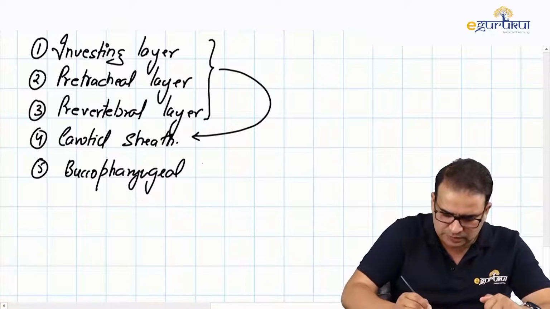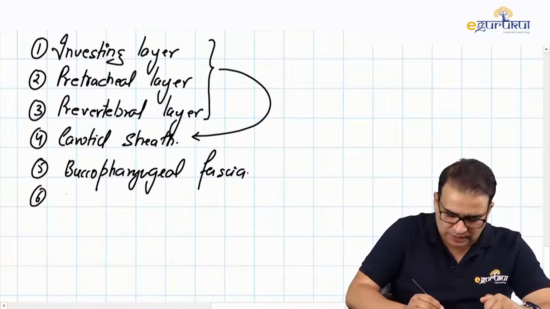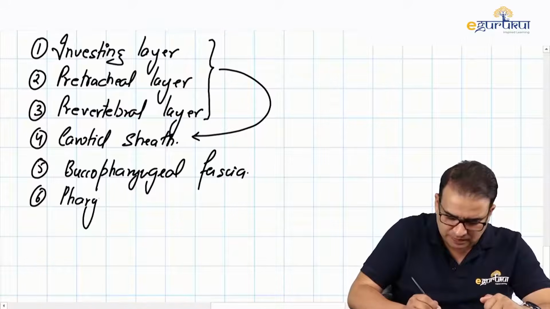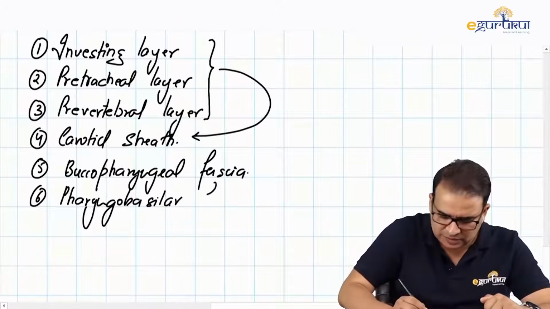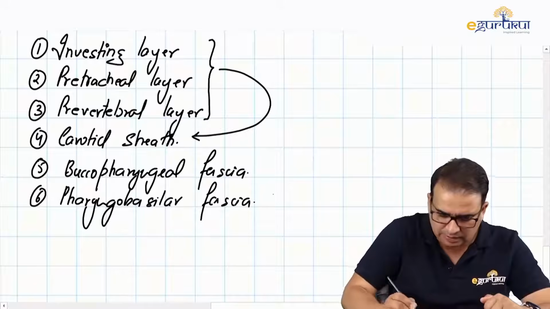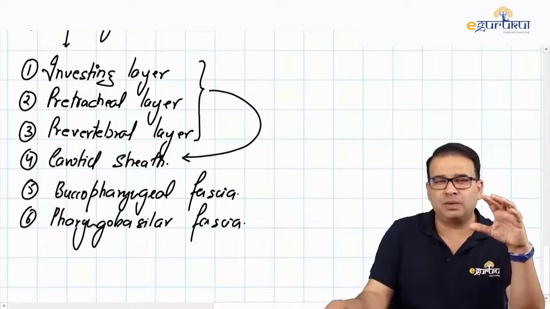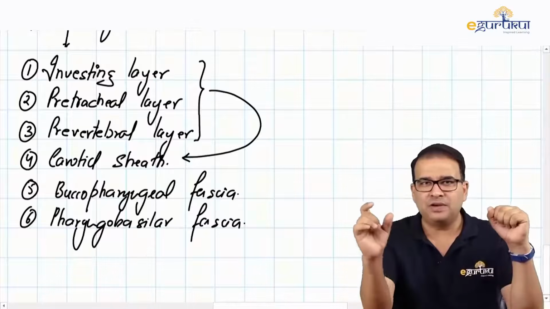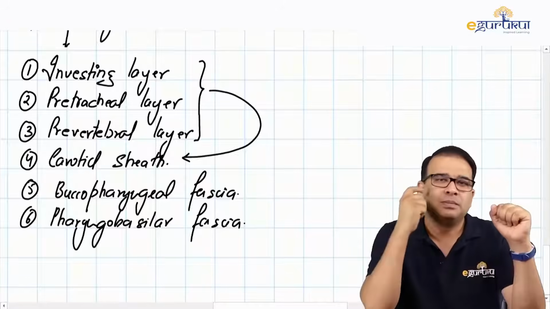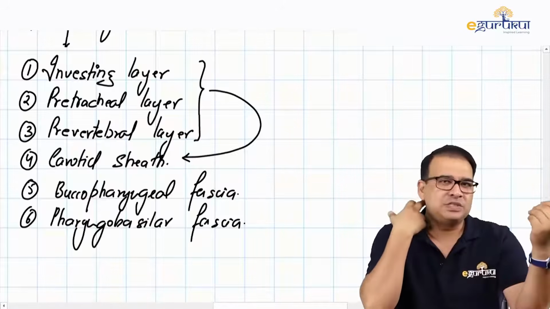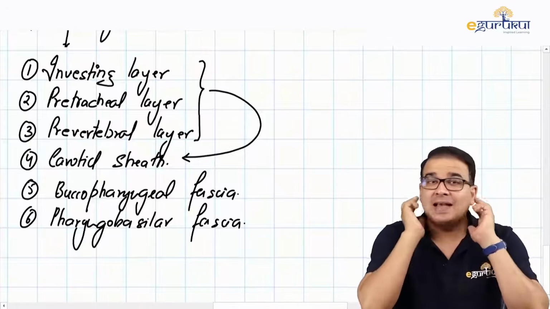Then we got a fascia called the buccopharyngeal fascia, and the other one is the pharyngo-basilar fascia. Before we start in detail about all these fascias, look at the name, guys. Buccopharyngeal and pharyngo-basilar. The name should tell you everything about them. Bucco and pharyngeal, there are two components here. Bucco is for buccal. Buccal means cheek, and pharyngeal obviously is for pharynx. So it is a fascia which is covering the cheek as well as the pharynx.